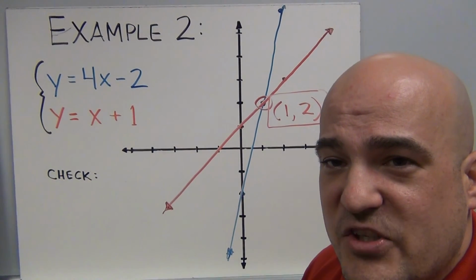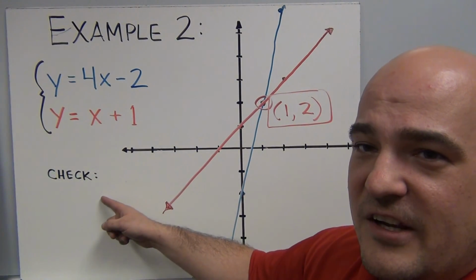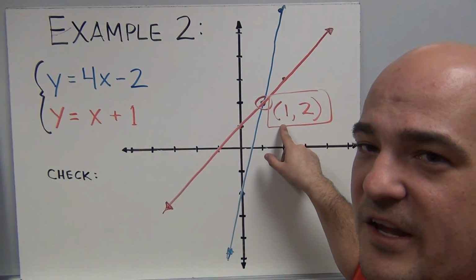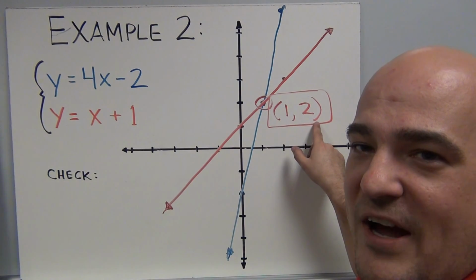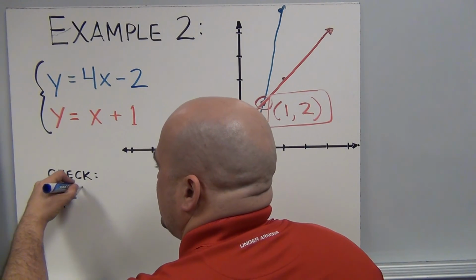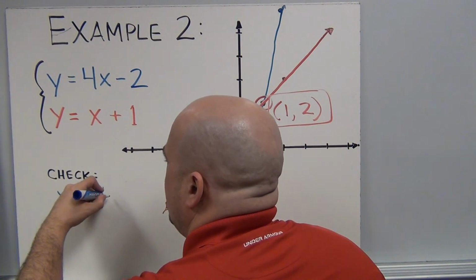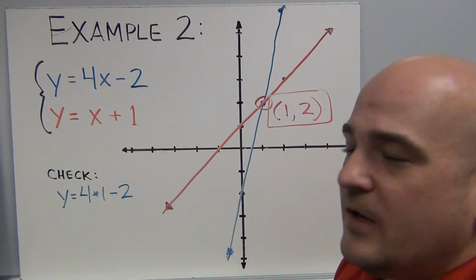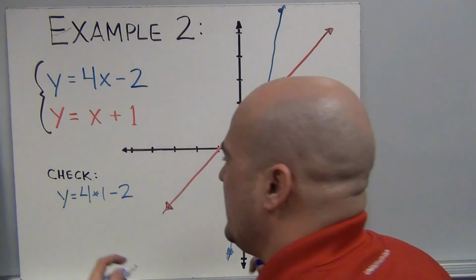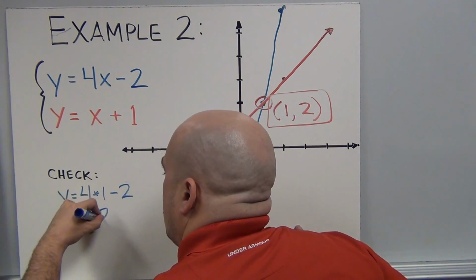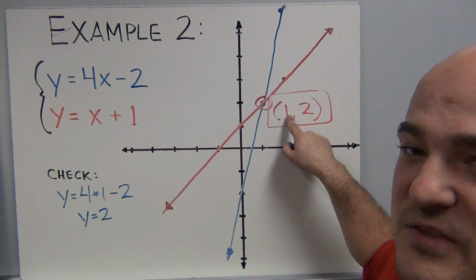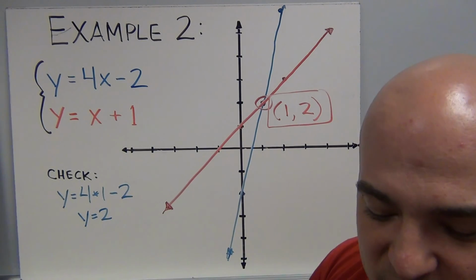I'm going to double check that solution, make sure that it's correct right over here. Okay, so I'm going to plug in, instead of x, I'm going to put in a 1, and hopefully my y value will be 2. Let's try it out. Y equals 4 times 1 minus 2. Well, 4 times 1 is 4, and 4 minus 2 is 2. So that worked out perfectly. When x is 1, y is 2. That's good. Let's try the other one.